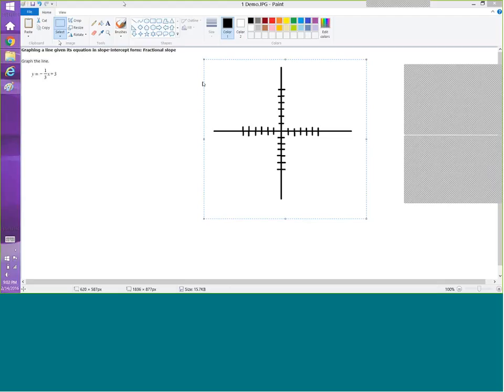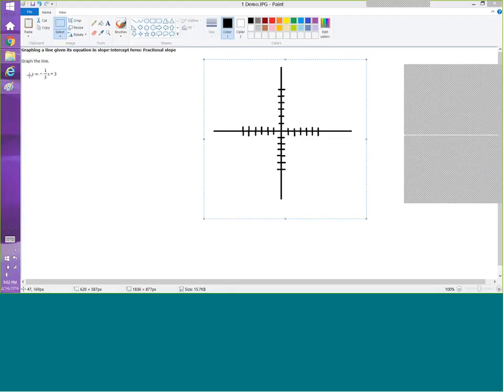Okay, good deal. So this first one here says we're going to start with graphing a line given its equation in slope-intercept form. And we're going to be dealing with a fractional slope. Technically, all slopes are in fractions, but when you have something over 1, you can just cancel out the 1.